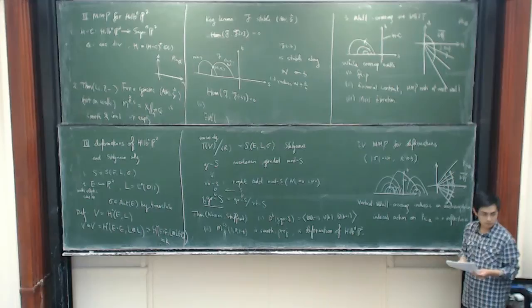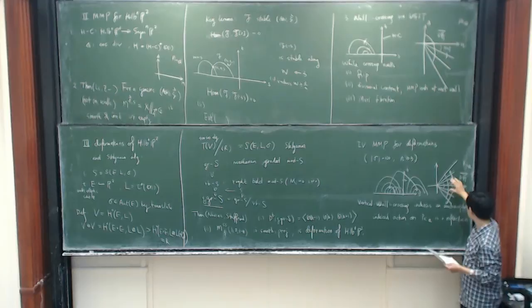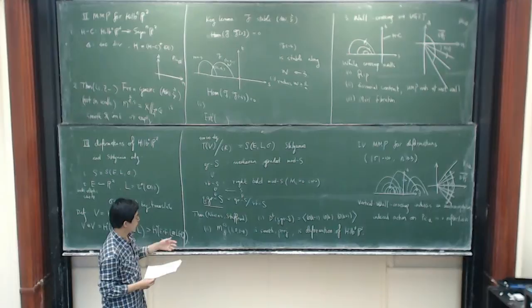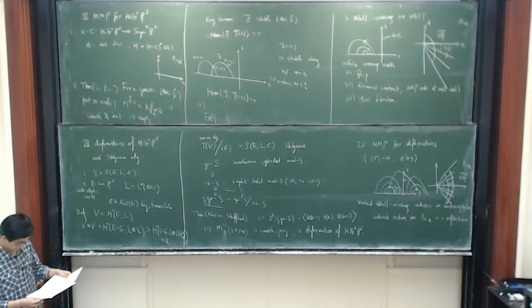So basically the stable base locus decomposition of the effective cone of these deformations is symmetric, and in one-to-one correspondence with the walls on the left and also on the right plane. Okay? Yeah, let's see. Okay, that's it. That's what I want to say.